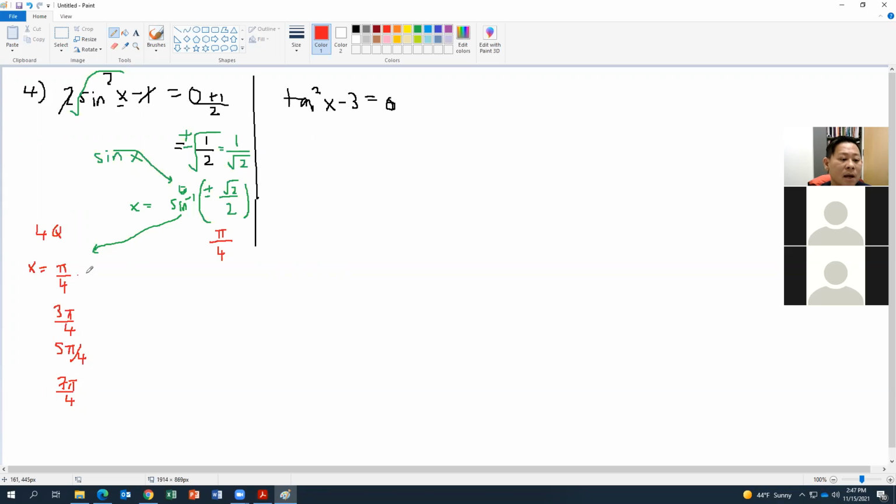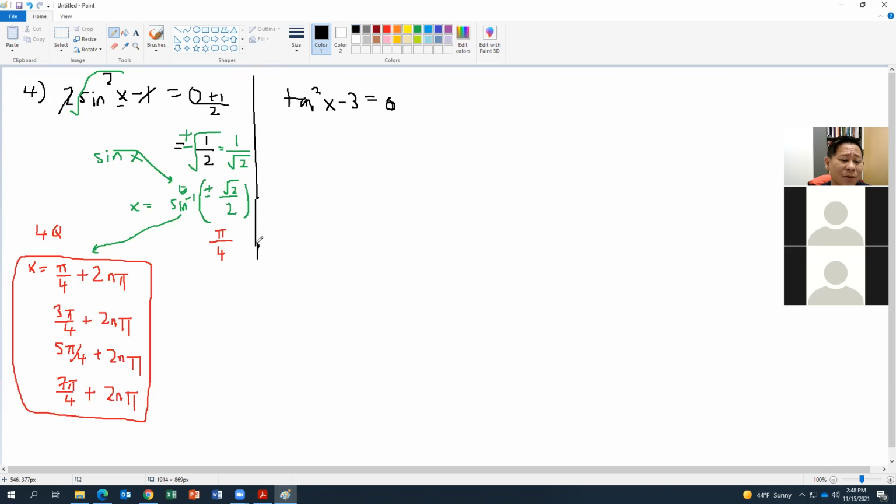And for sine, can someone tell me what cycle it is? Pi or 2 pi? 2 pi. So in this case, you just put 2n pi. I do not know if your online homework uses 2n pi or 2k pi. If it's 2k pi or 2n pi, it's the same thing. Some textbooks use k, some use n. So make sure you read the question, and the question will tell you whether we are using k or n.